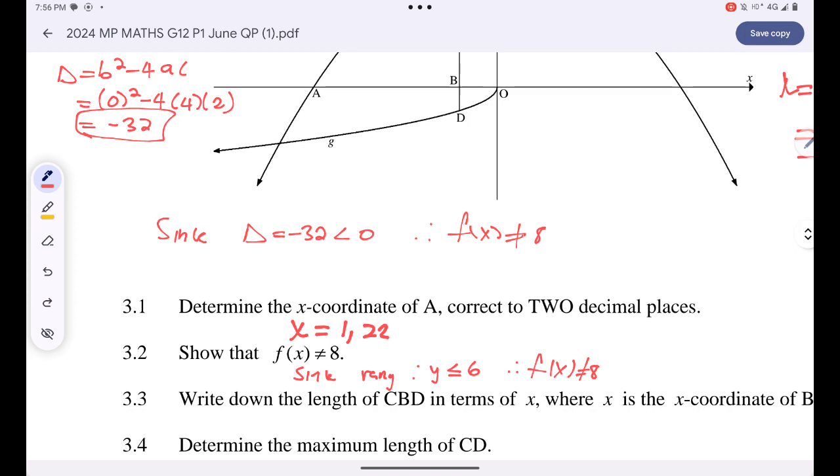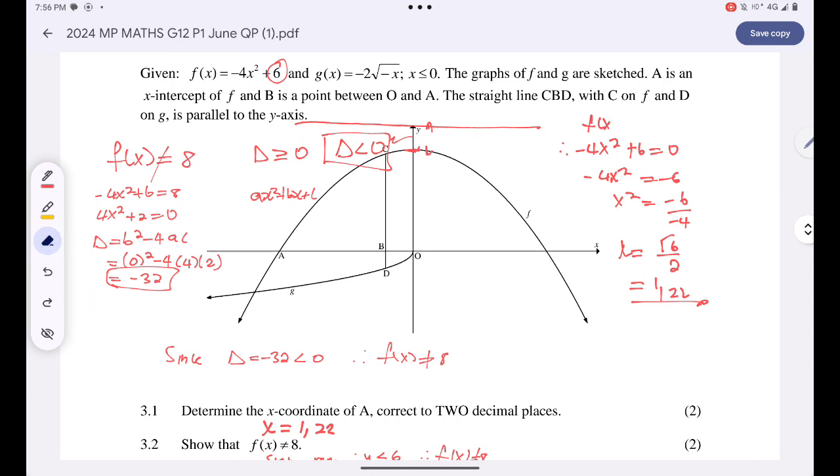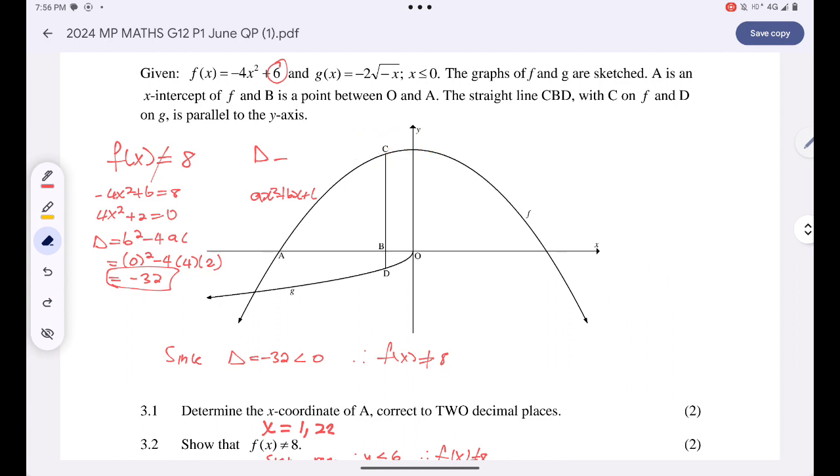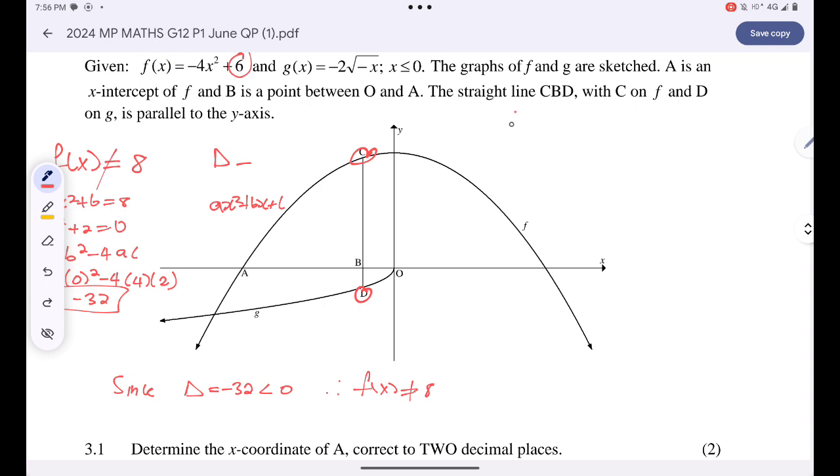Okay, now I'm supposed to write down the length of CD in terms of x. CD, guys, is just a vertical line. For me to find the length of a vertical line, I just need to say the top graph minus the bottom graph on that line. So C is above D, right? And C belongs to f of x and D belongs to g of x. So therefore, the length of CD will simply be f of x minus g of x.